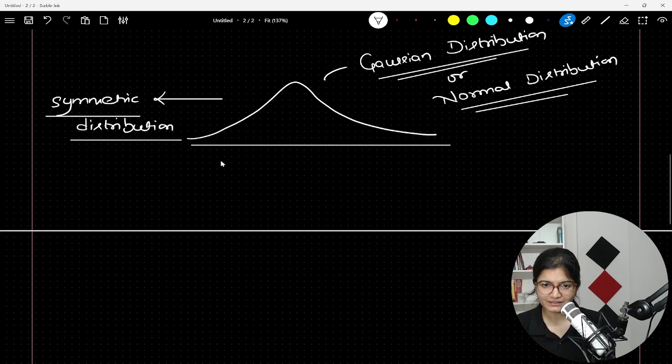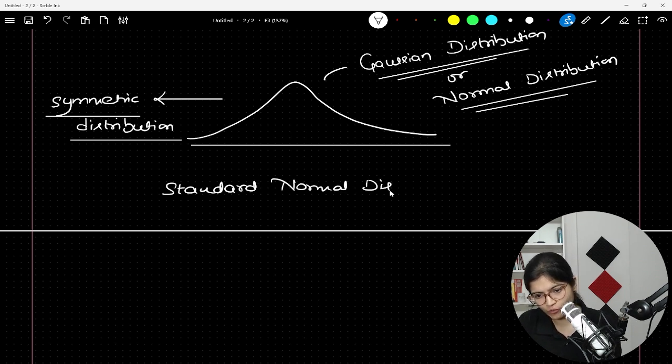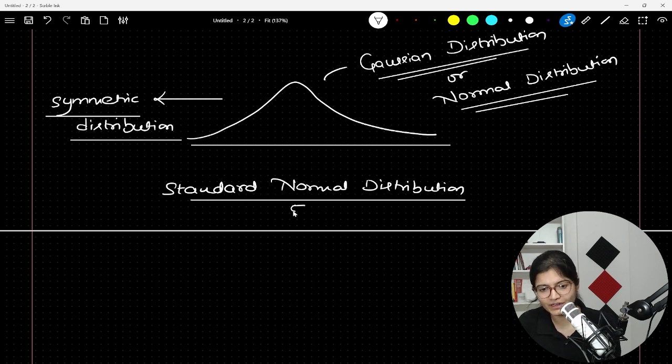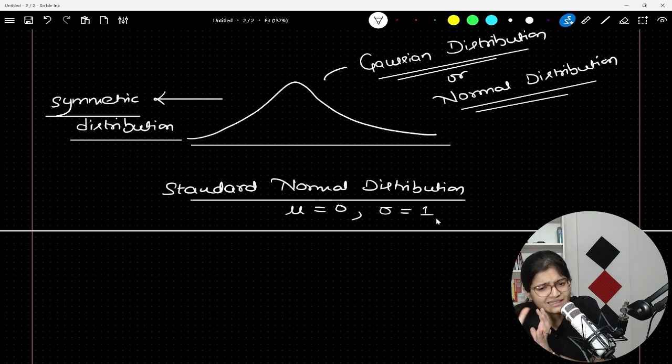Now, when I'm asking whether any data belongs to a standard normal distribution or not, the simple thing I want to indicate here is that in that case, the mean will be equal to 0. Mean is mu, which is 0, and sigma is the standard deviation, which is equal to 1. That is the literal meaning of standard normal distribution. We will discuss it in the future as well.